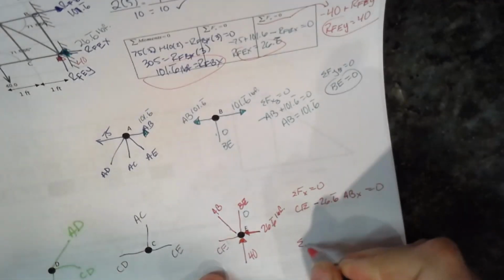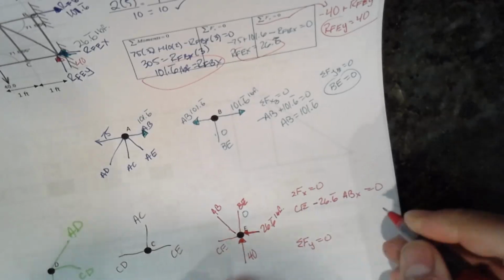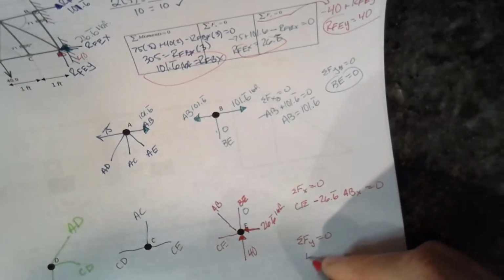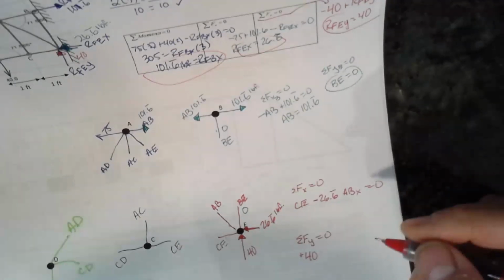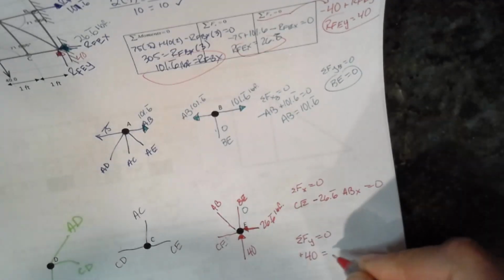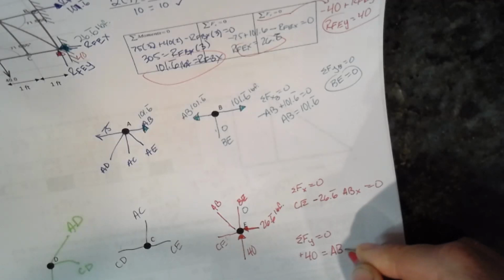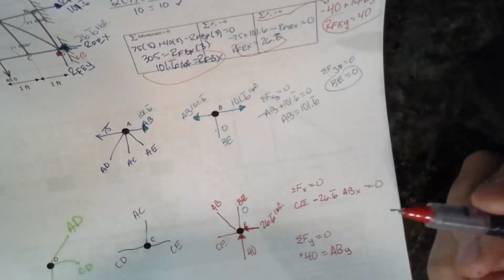Let's go down here to the sum of the forces in the Y have to be 0. We've got 40 going up, so it's positive. BE is 0. So then that's actually going to be equal to AB in the Y direction, because that's my only other force.